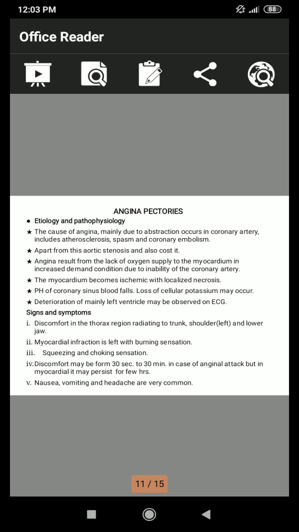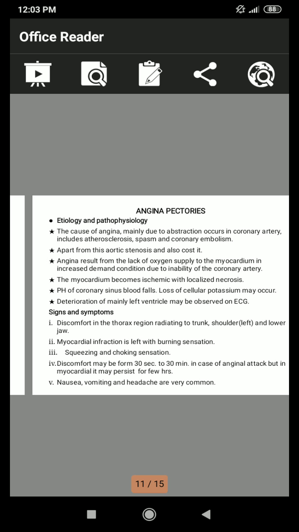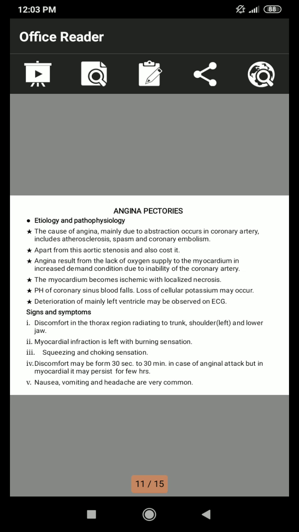Myocardial ischemia is characterized by pericardial discomfort. Then the etiology and pathophysiology of angina pectoris: the cause of angina pectoris is mainly obstruction occurring in the coronary artery, which includes atherosclerosis, spasm, and coronary embolism. Apart from these, aortic stenosis and also carditis.